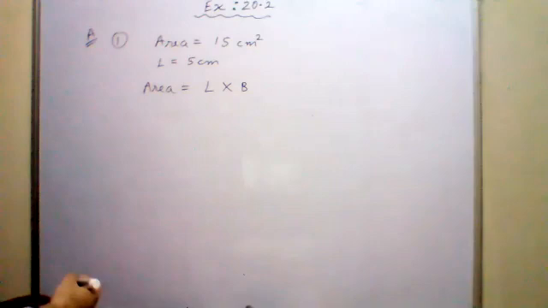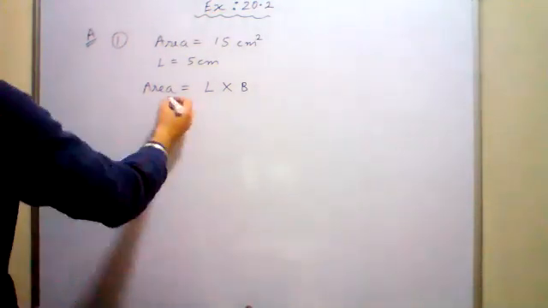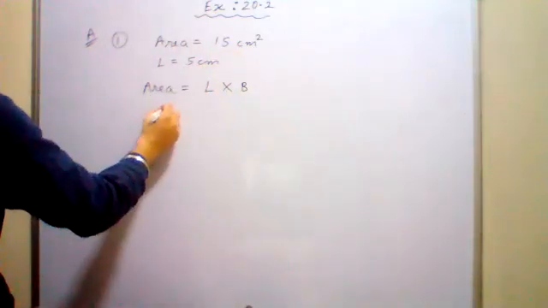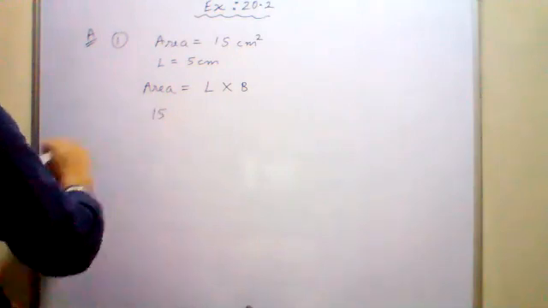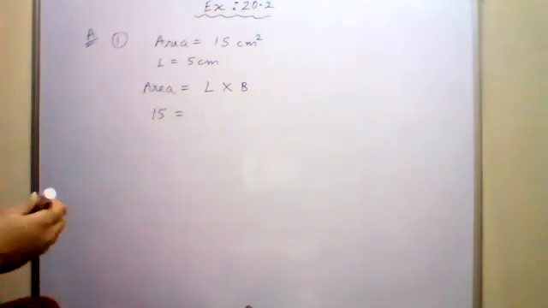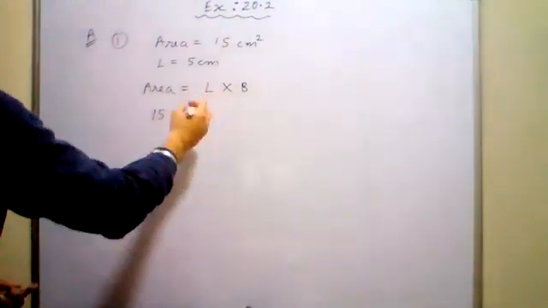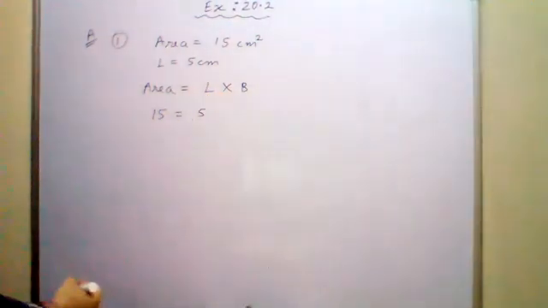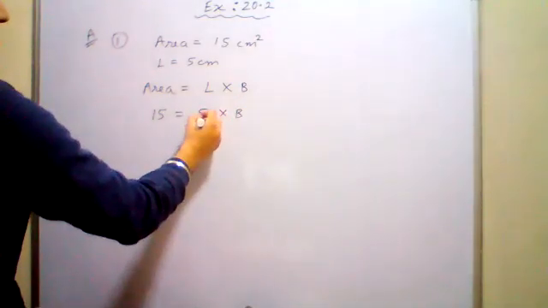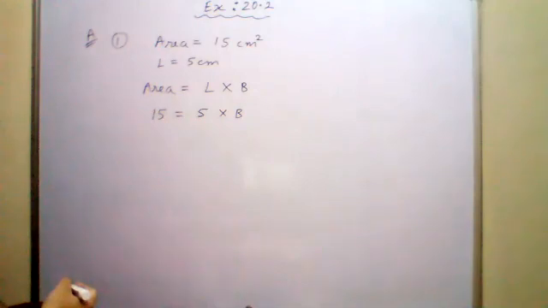Yes, sir. You all have written all the formulae. I want you all to learn all the formulae. So area equals L into B. Now what is the value of area? It is 15 centimeters square. So put the value of area 15. Then in the RHS, the length is 5 centimeters, and breadth is not given. Okay, length is 5, but the breadth is not given.